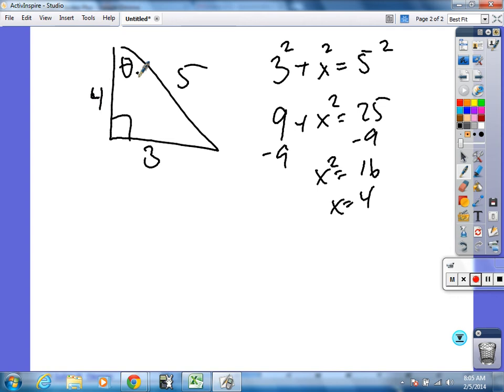Wait, is that in the corner of that thing? Yes, this right here? Yeah. That is the angle, yeah. And that's called theta.